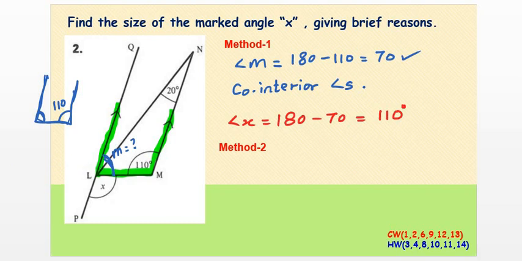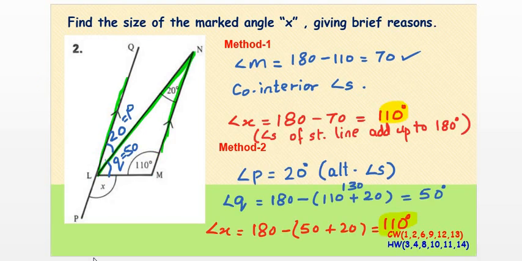Now I will erase everything from here and I will explain to you the second method. So here is the second method. There's a Z shape over here, so because of that Z shape we have a pair of alternate angles. So this angle P and this angle will be 20 degrees, both of them will be 20 degrees. So still we need to find Q. So how can you find Q?